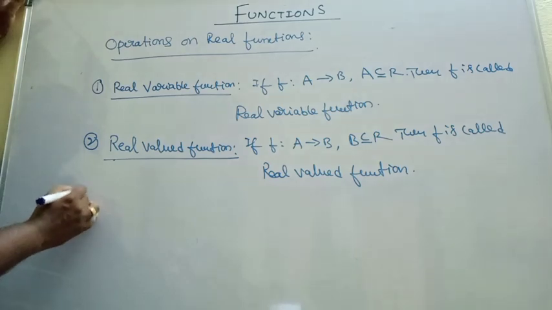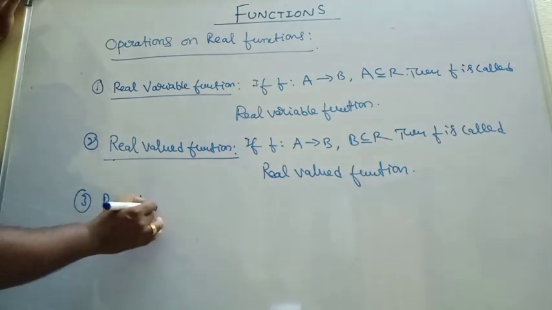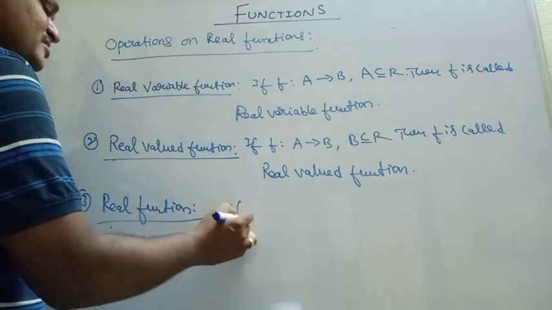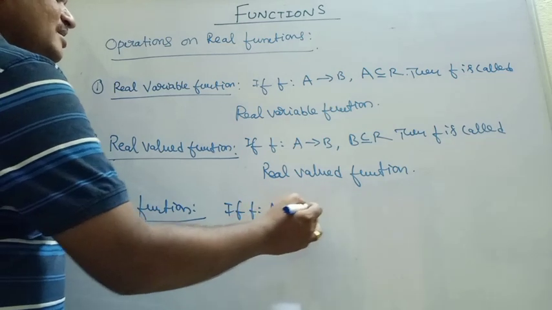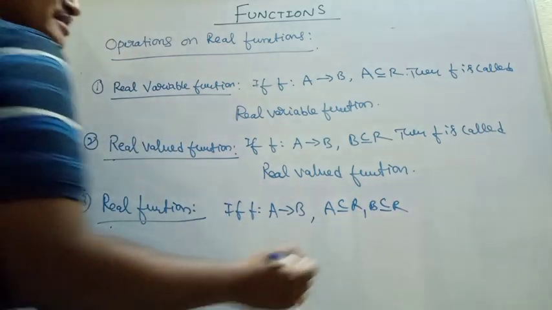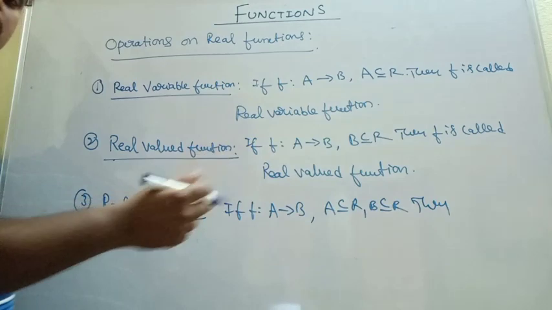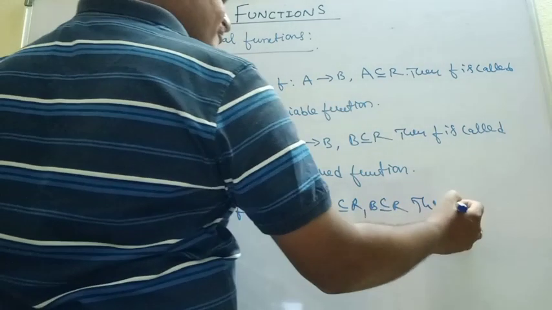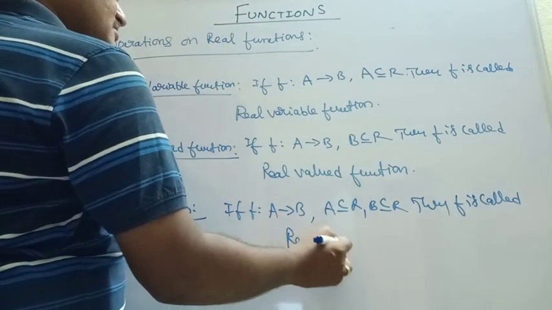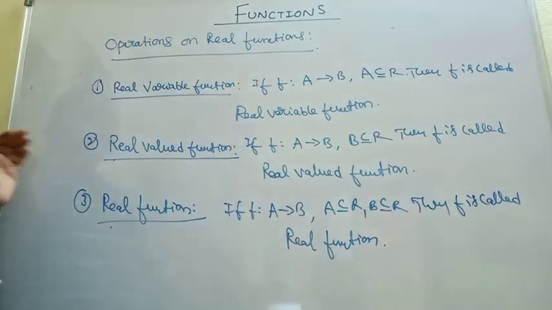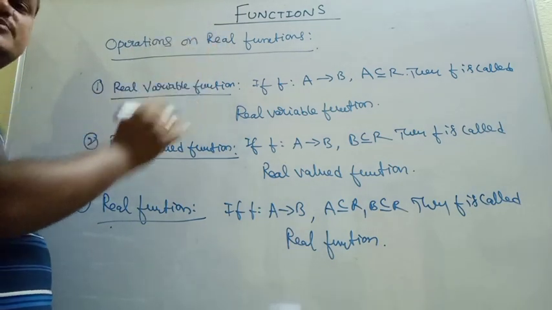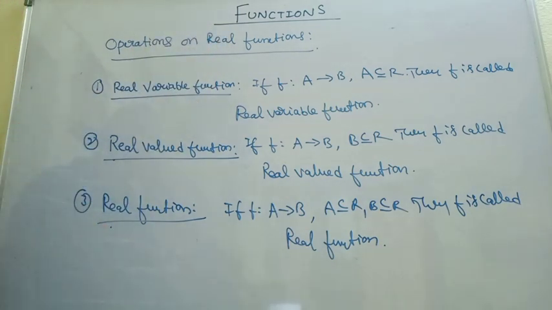Fine. Next, the third one we have here is a real function. What do you mean by this real function? It means if f is a function from A to B, and A is a subset of R and B is a subset of R, then f is called a real function. Both domain and codomain are subsets of real numbers. These are basic. That's why real functions means the domain and codomain both are subsets of the real numbers. Such functions are called real functions.